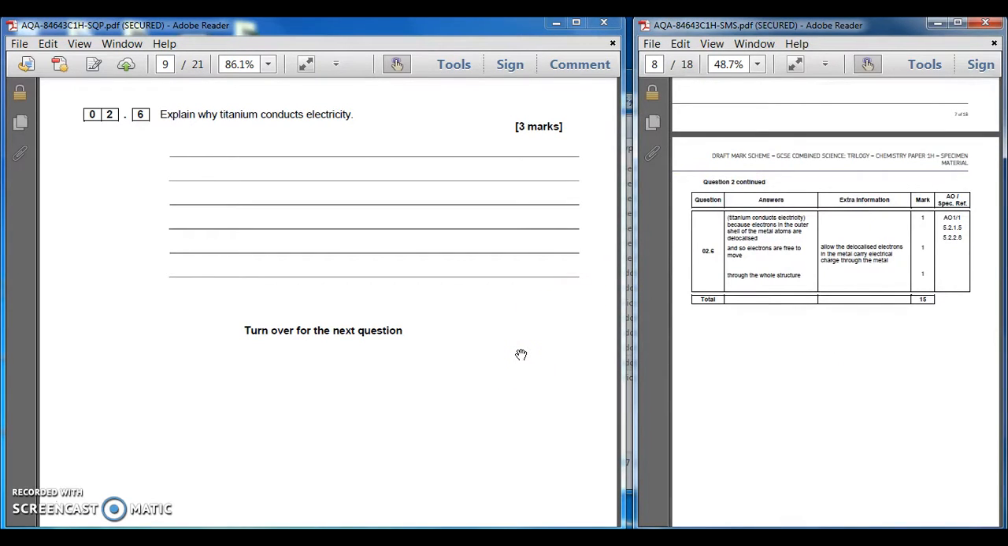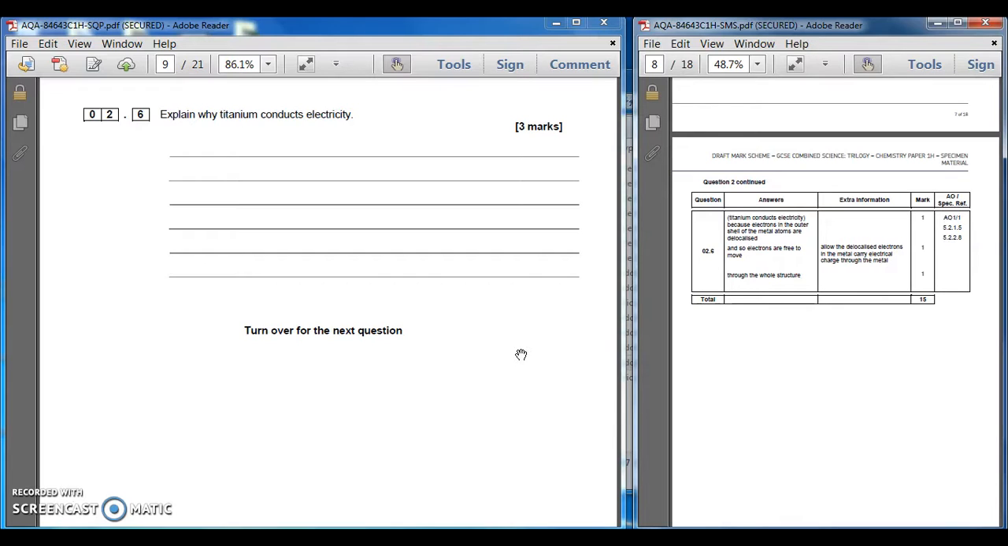Titanium conducts electricity. Titanium's a metal, so it's just asking why do metals conduct. It's been very specific in the mark scheme here. It says that you've got delocalized electrons. So if you wrote spare electrons or free electrons, that's not what the specification says. And in your lesson that we're doing, it does say that there is a sea of delocalized electrons. So there's your first point that you need to be putting.